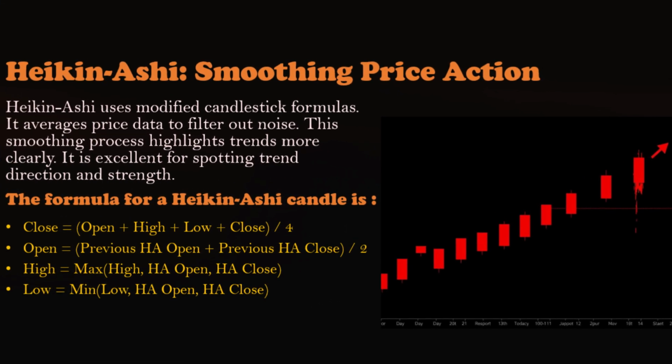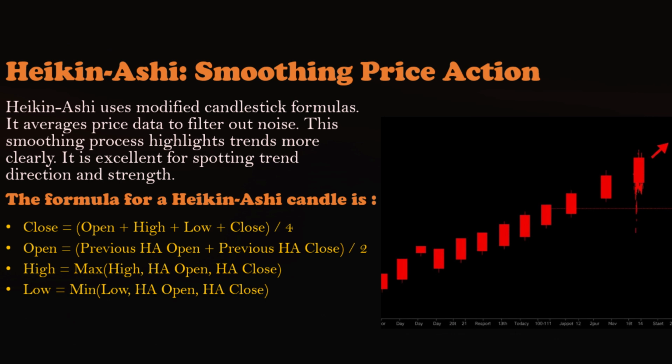Heikin Ashi, smoothing price action. Heikin Ashi uses modified candlestick formulas. It averages price data to filter out noise. This smoothing process highlights trends more clearly. It is excellent for spotting trend direction and strength.